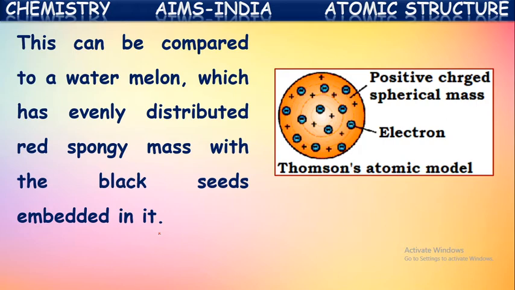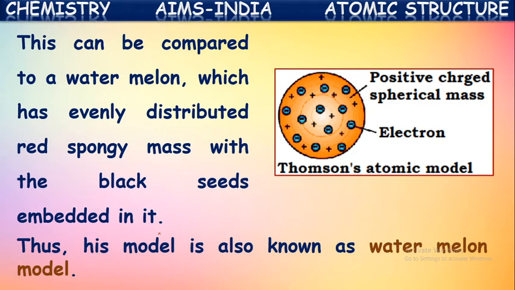Just as the red pulp is spread in the watermelon, the total positive mass of the atom is spread over the atom. And just as the seeds are embedded in the red pulp, electrons are spread over the atom in the total positive mass. In this way, he compared the atomic structure, or model of the atom, with the watermelon. That is why his model is also known as the watermelon model.